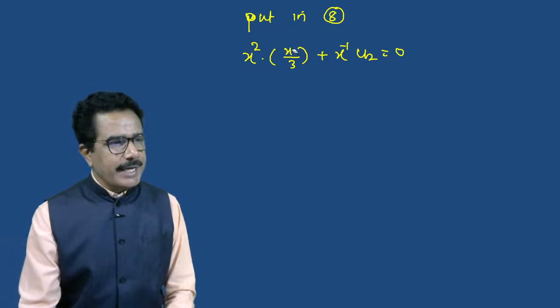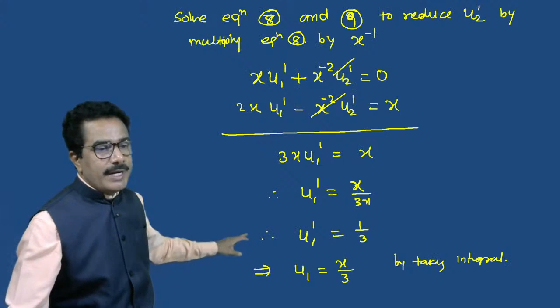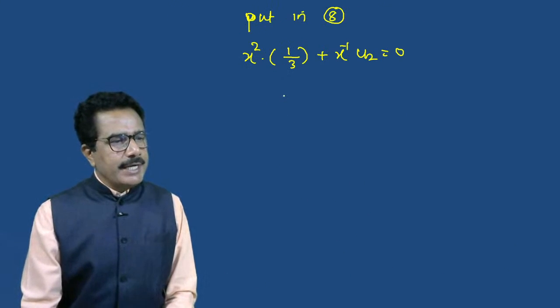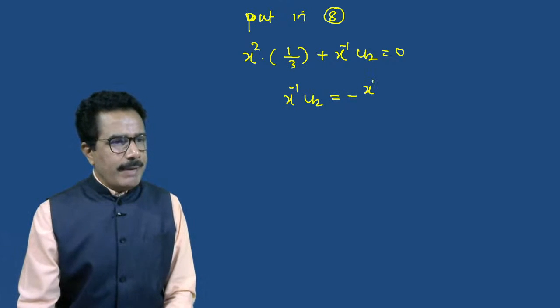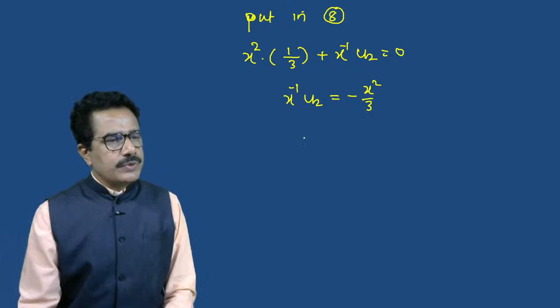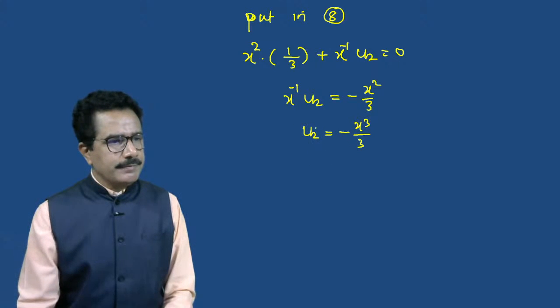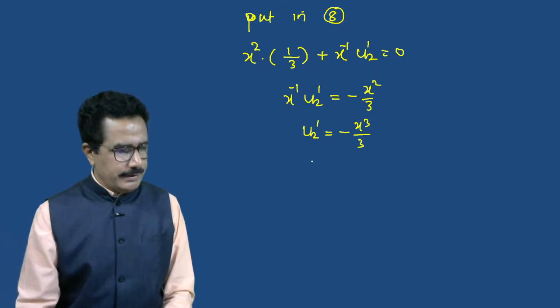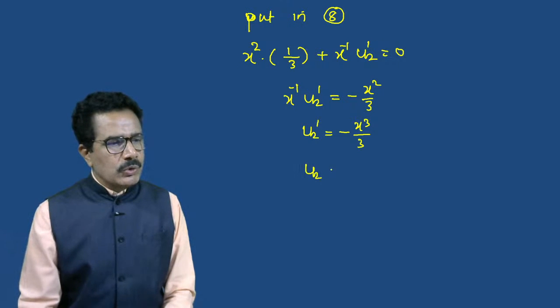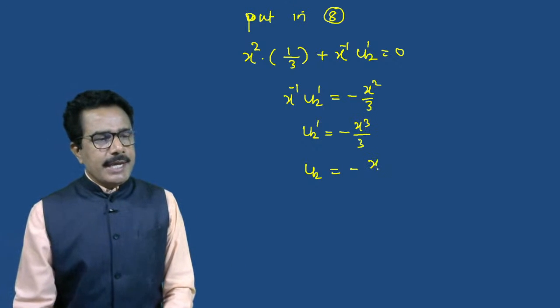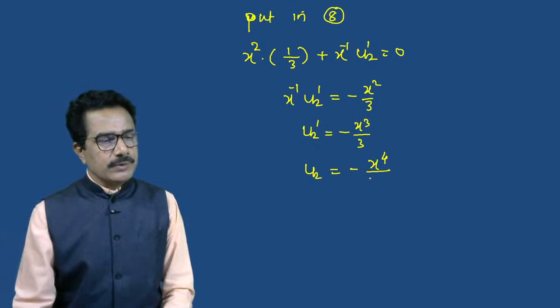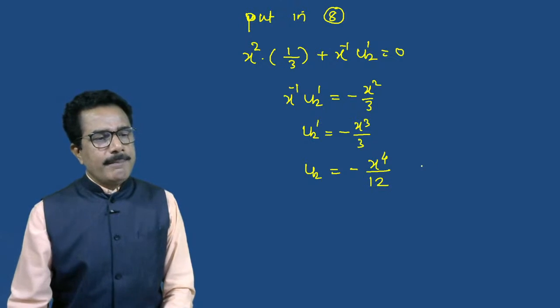So we can write, u1 dash ची व्हॅल्यू 1 by 3 आहे पहा. u1 dash म्हणजे किती आहे, u1 dash म्हणजे 1 by 3. So we can write x raised to minus 1 u2 is equals to minus x square by 3. So u2 is equals to minus x cube by 3 u2 dash. So we can write u2 is equals to minus x cube चा डेरिव्हेटिव्ह काय येतो रे, x raised to 4 by 4, 4 into 3 म्हणजेच 12 by integrating.